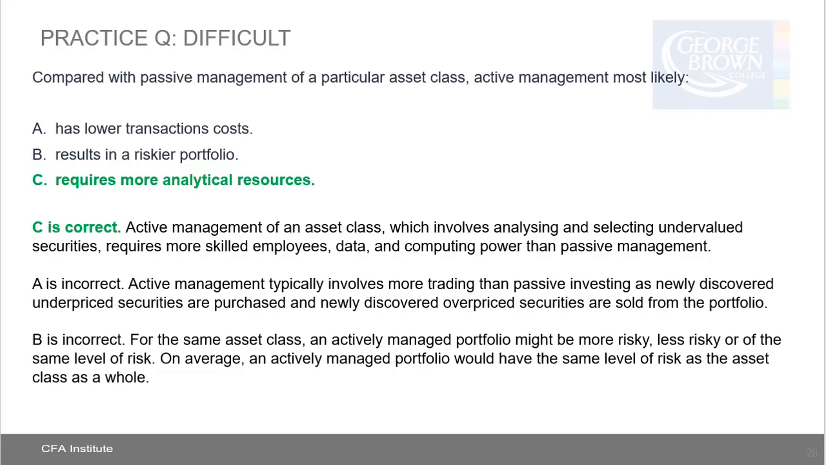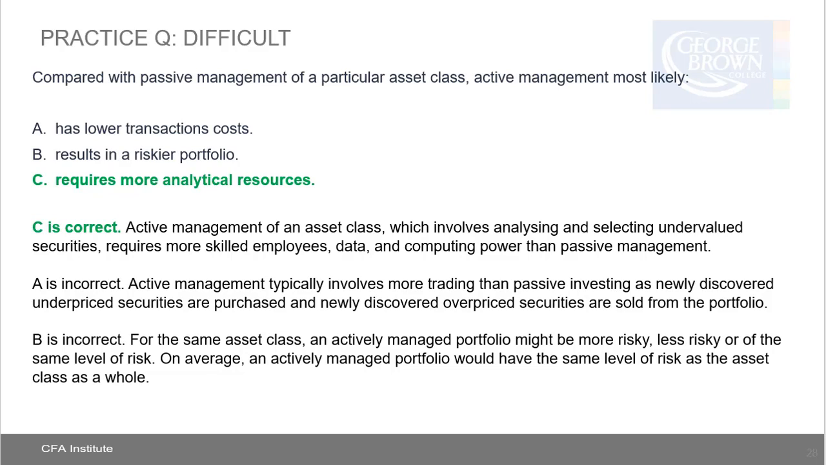Compared with passive management, active management most likely requires more analytical resources. Yes, correct. More people, more technology, more tools, more analytical resources. Active management of an asset class involves analyzing and selecting undervalued securities, requires more skilled employees, data, and computing power than passive management. So A and B are wrong.